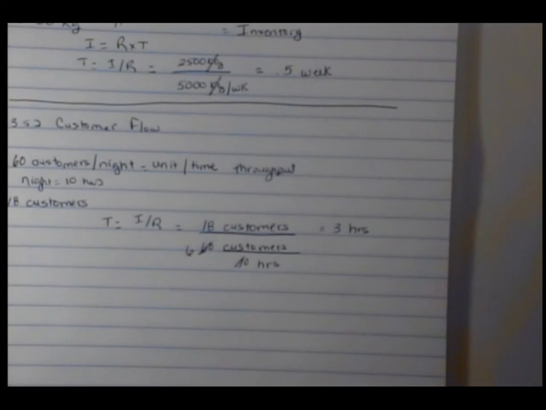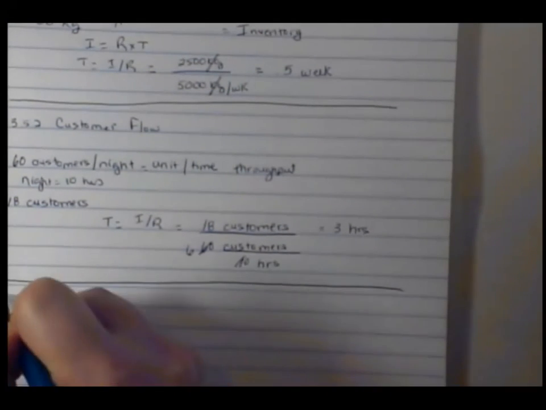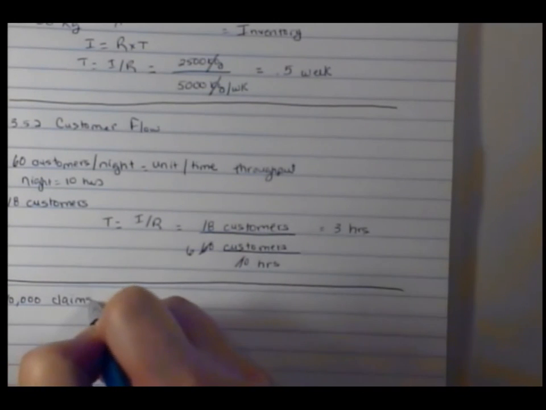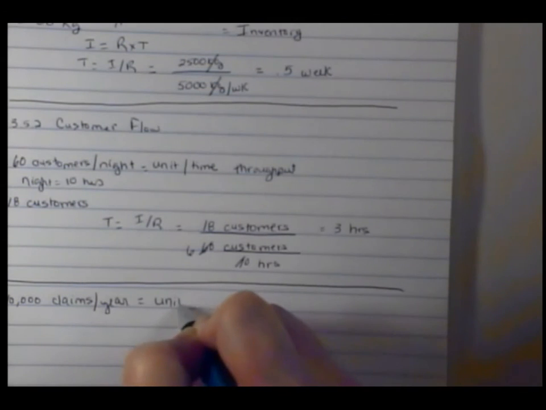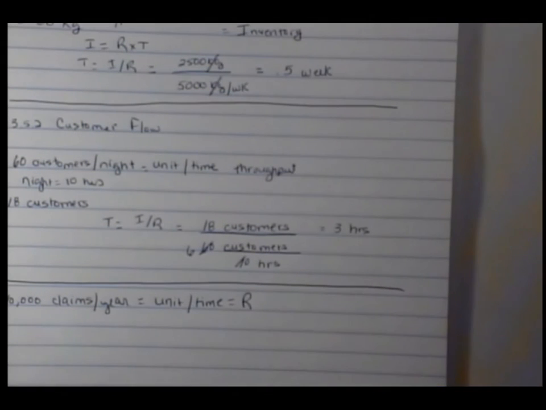So a branch office of an insurance company processes 10,000 claims per year. Inventory, throughput, or flow time? 10,000 claims per year. Throughput. Yep, because it's a unit per time. And I'm going to use R to represent throughput. Okay, so I'm just going to start using R equal to throughput.